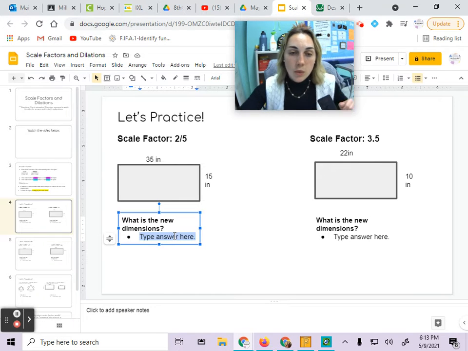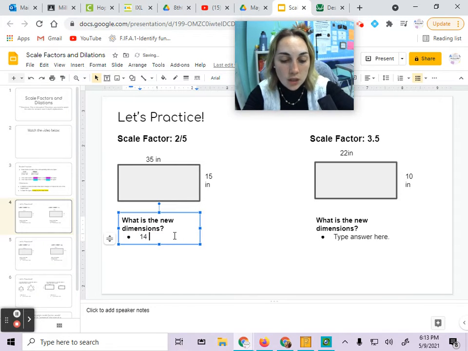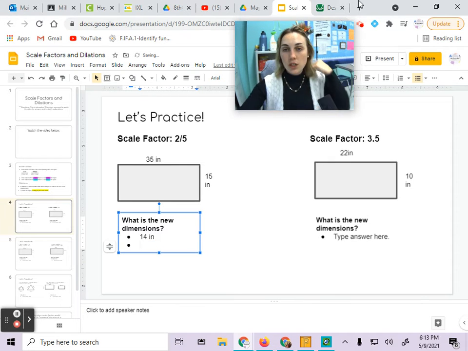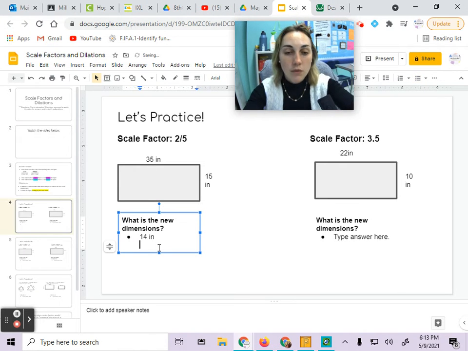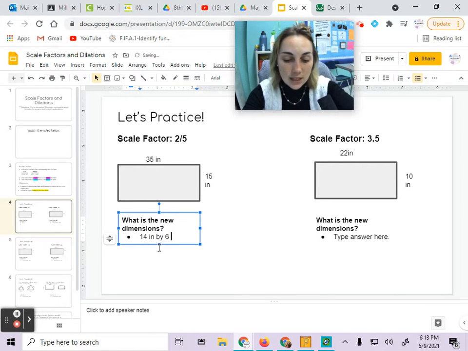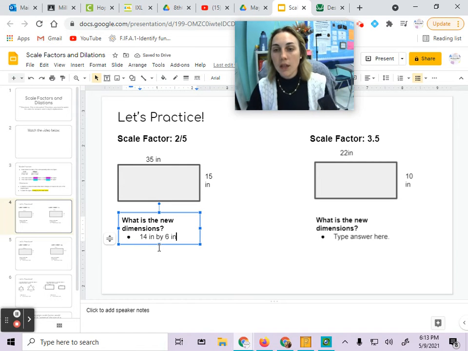So 35 would turn into 14 inches. And then 15 inches multiplied by 2/5 would give us 6. So our new dimensions are going to be 14 by 6 inches. Okay, so that's all we're doing here.